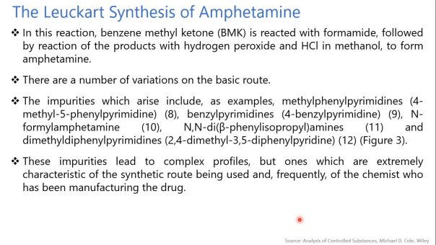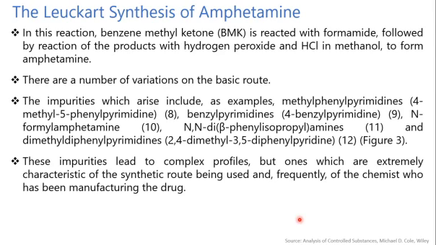So in this reaction, benzyl methyl ketone is reacted with formamide, followed by the reaction of the products with hydrogen peroxide and HCl in methanol to form amphetamine. So there are a number of variations on the basic routes.